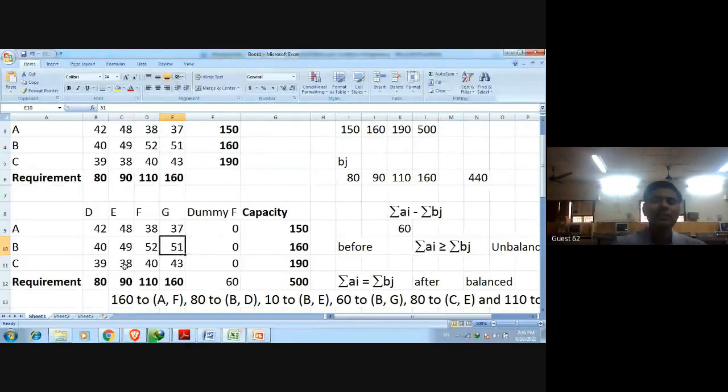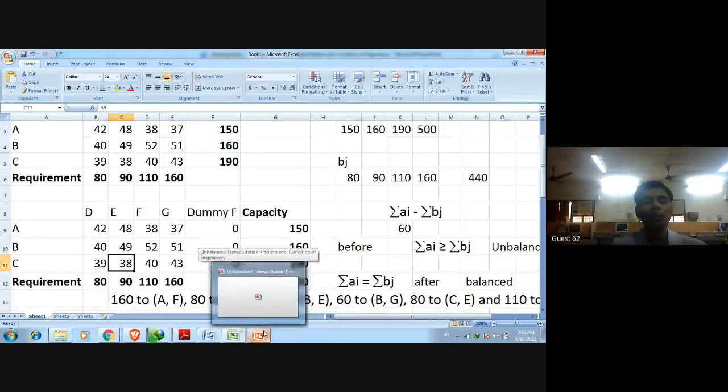You can check by which method these are the allocations. So you have to apply all these three methods, that is NWCM, LCM and WAM.